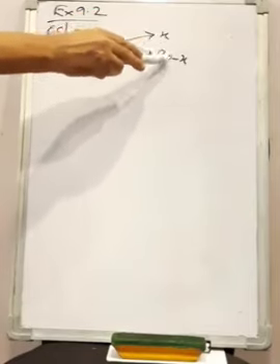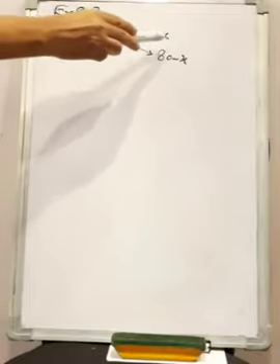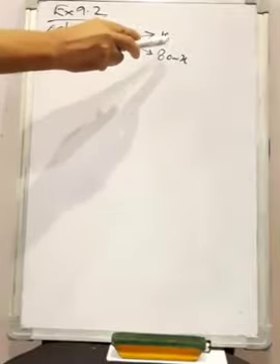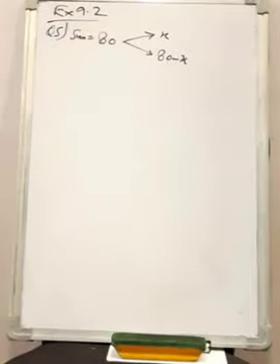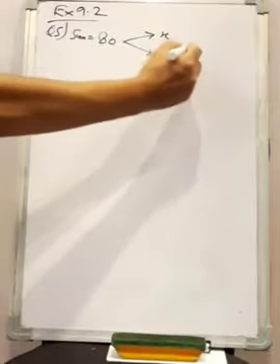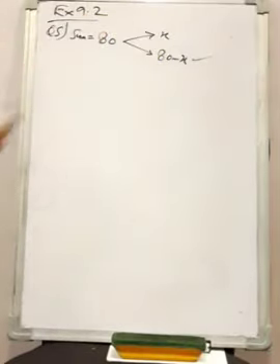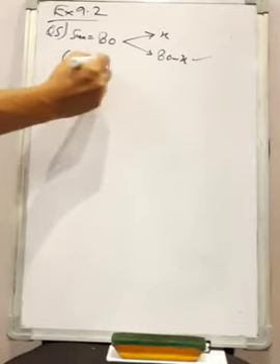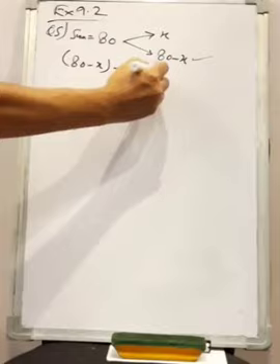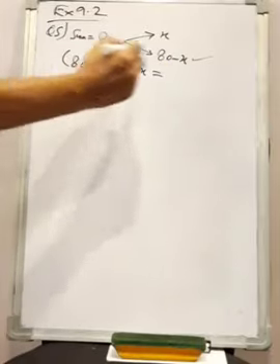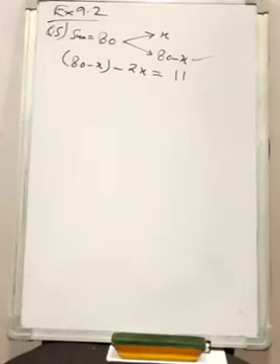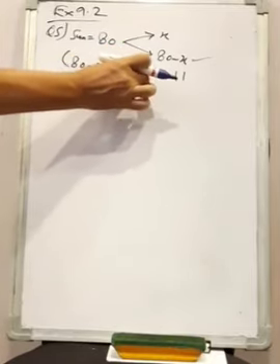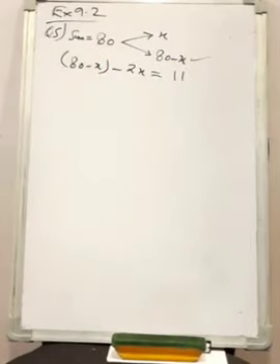Now which out of these two is greater? Whether x is greater or this is greater? Since x is a variable, we can't tell which one is greater. So let us say this is greater. You can take this also as greater. So the greater number minus twice the smaller number, and the difference given is 11. Greater number minus twice the smaller number is equal to 11, right?